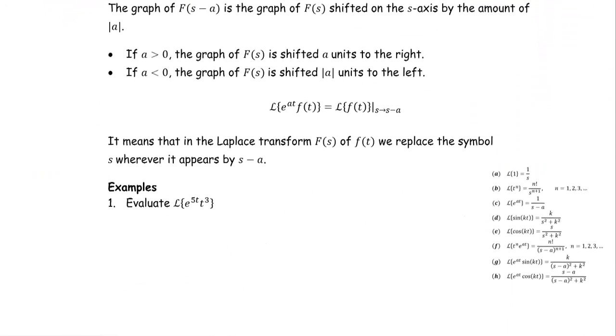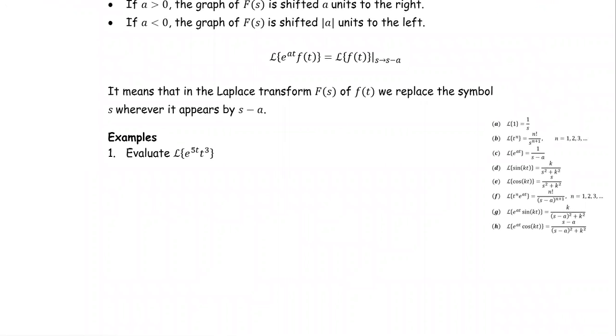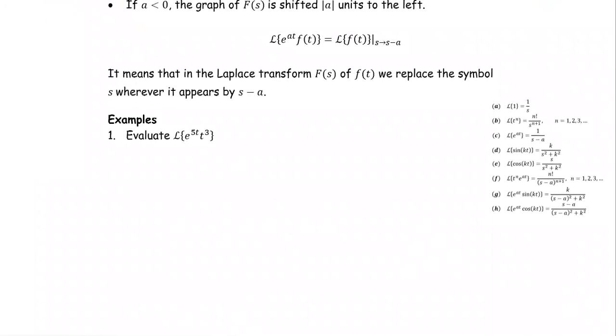If you have the form of the function as e to the power at multiplied by a function, we can identify it. In the first example, we see this as the Laplace of e to the power at multiplied by the function of t. When you see this pattern, a for this problem is 5, and the function f of t is t to the third power.